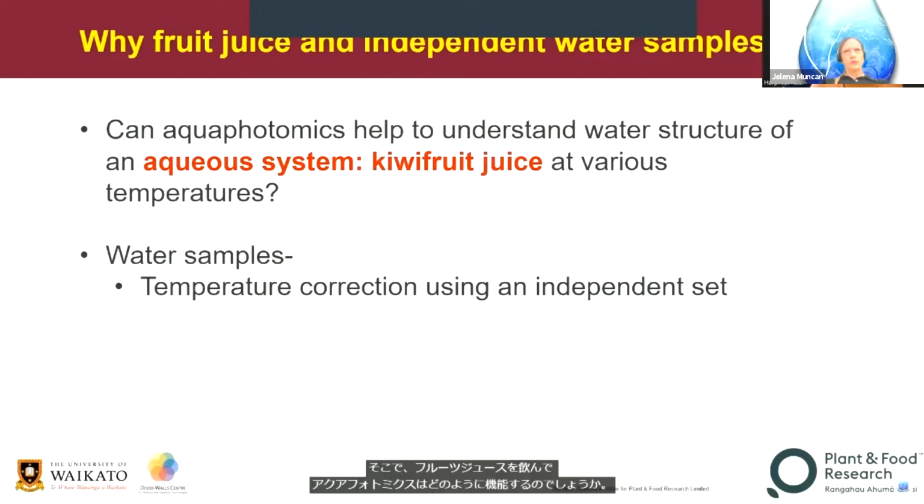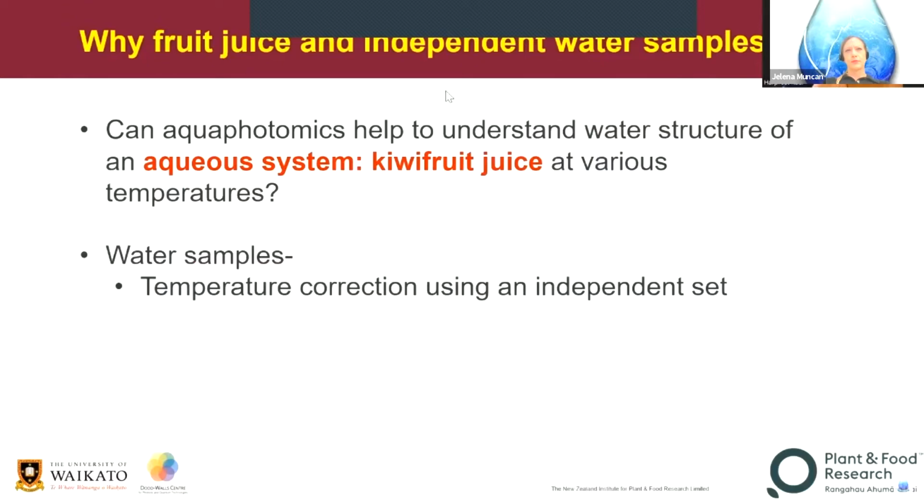So why did I take fruit juice? To better understand how aquaphotomics can work in the first overtone region, that is from 1300 to 1600 nanometers. I have also studied this same aquaphotomics methodology in the second overtone region, from 870 nanometers to 1100 nanometers. We wanted to understand the water structure. So that's why I took the fruit juice sample.